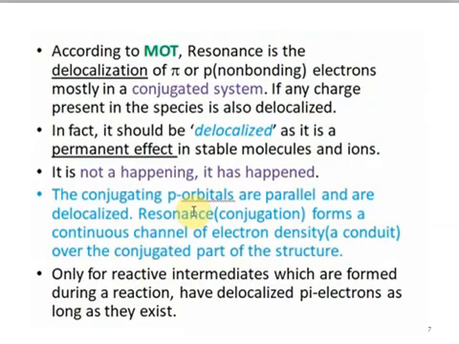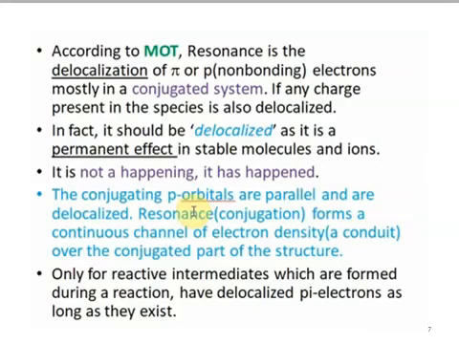Now according to MOT, so previously we used the concept of VBT, now we are using the concept of MOT, molecular orbital theory. According to molecular orbital theory, resonance is the delocalization of pi electrons or p electrons, right? The p electrons are non-bonding, unhybridized as per hybridization. If the p electrons or pi electrons are in conjugation, then they undergo resonance by delocalization of pi electrons. So resonance is basically delocalization of pi electrons or electrons in p orbitals.